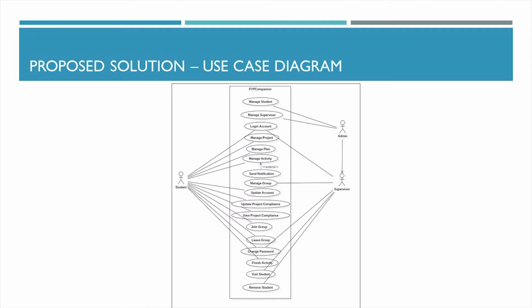This is the use case diagram for FYP Companion. There are 3 actors, which are admin, supervisor and student, where admin is a specialization of supervisor. Student can manage project, manage plan, manage activity, update account, update project compliance, view project compliance, join group, leave group, change password and finish activity. Supervisor can manage group, change password, visit student and remove student. While admin can manage student and manage supervisor and do the same as what a general supervisor can do.